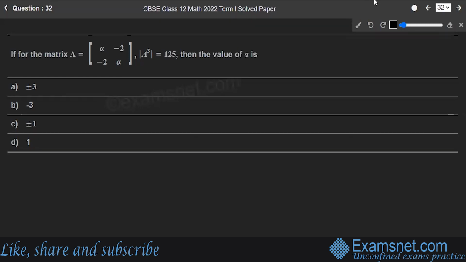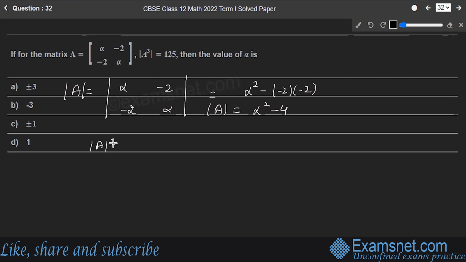Question number 32. If for the matrix A, which is given by alpha, minus 2, alpha, the determinant of A cube is equal to 125, then the value of alpha is. Let's talk about the determinant of it. So the determinant of A is alpha square minus 2 into minus 2, which is alpha square minus 4. This is the determinant of the matrix A.